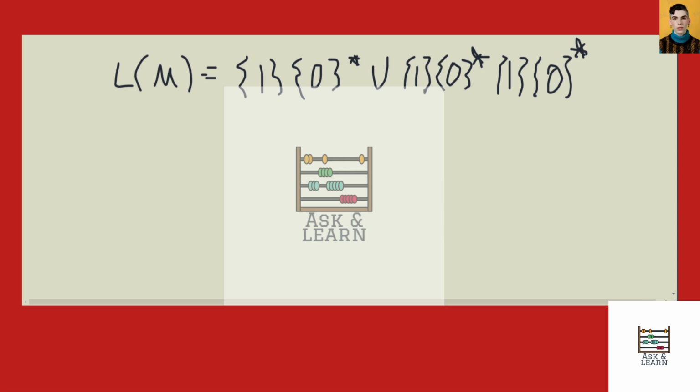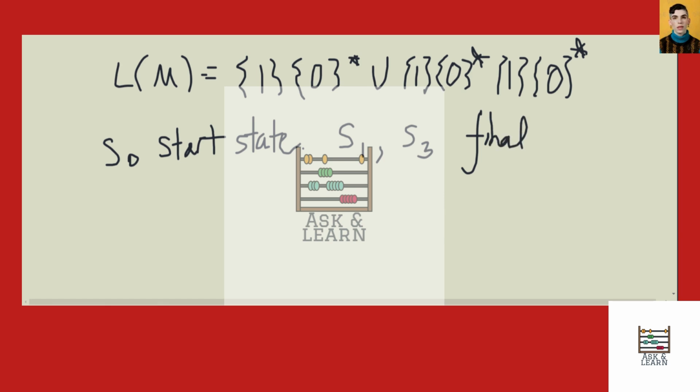So we're given that S0 is a start state. And we'll want to designate S1 and S3 to be final states. And in fact, we're going to have 4 states total: S0, S1, S2, and S3.